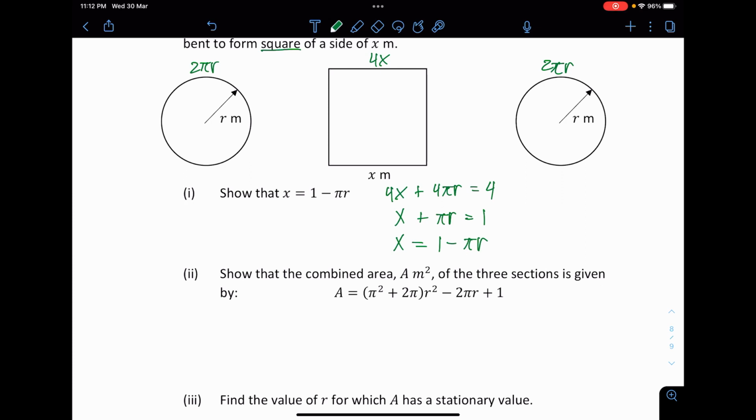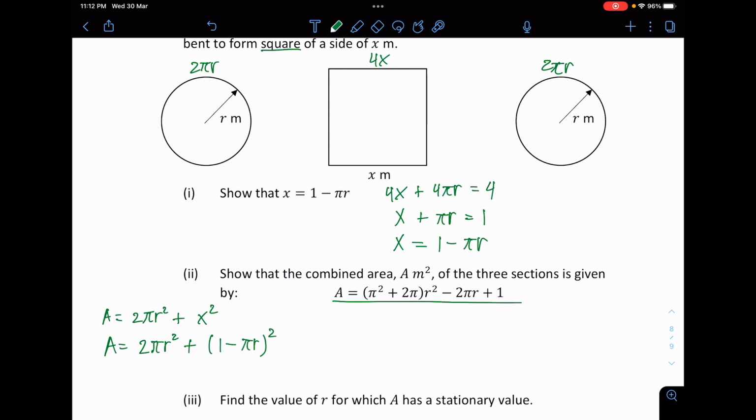Okay, the area of the circles are pi r square, and there are 2 of them, whereas the area of the square is x power of 2. But you see here, the expression they actually ask you to show, there is no x to be seen. It's just r and pi. Okay, this is maybe because we are using part 1 to do substitution. So I will get this thing plus (1 minus pi r) bracket square.